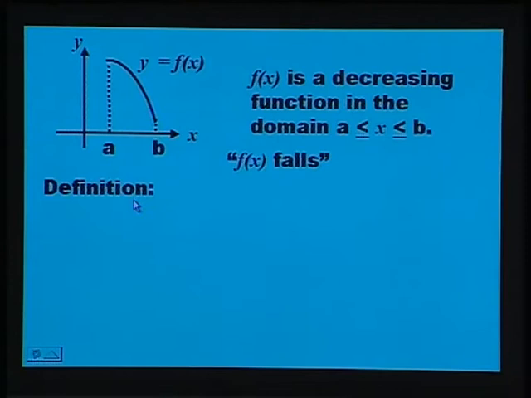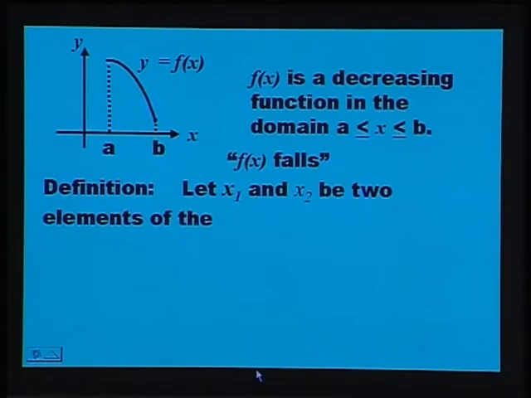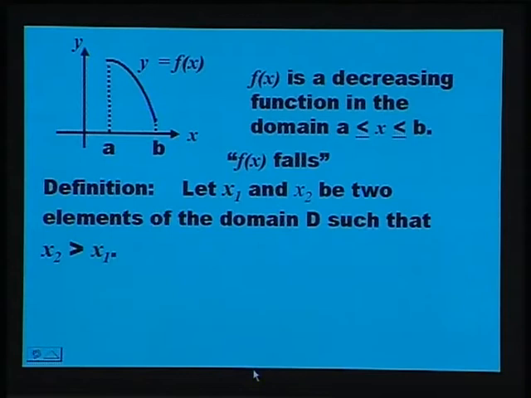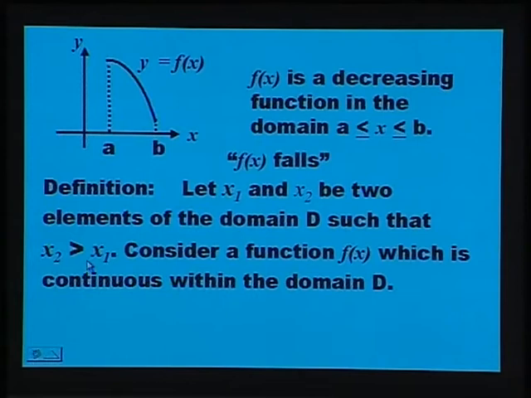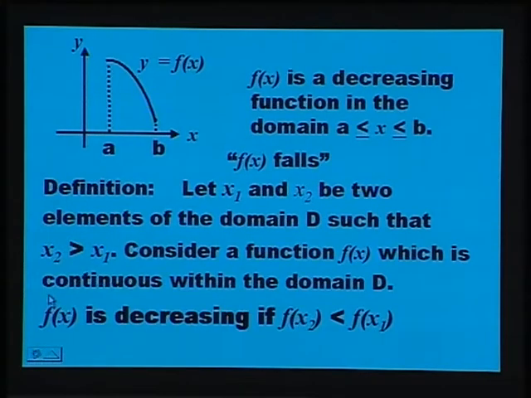Now, we will define decreasing function. Let x1 and x2 be two elements of the domain such that x2 is greater than x1. Suppose that we have a function fx which is continuous within the domain D. Then fx will be said to be decreasing if fx2 is less than fx1. x2 is greater than x1, fx2 is less than fx1. Then fx is said to be decreasing function.